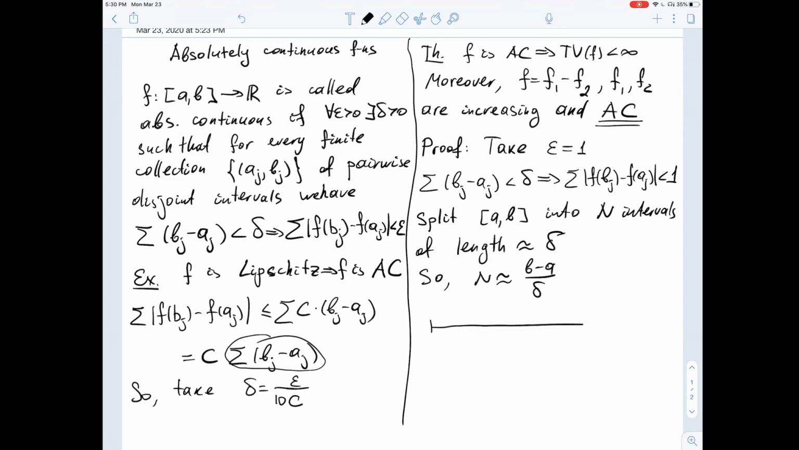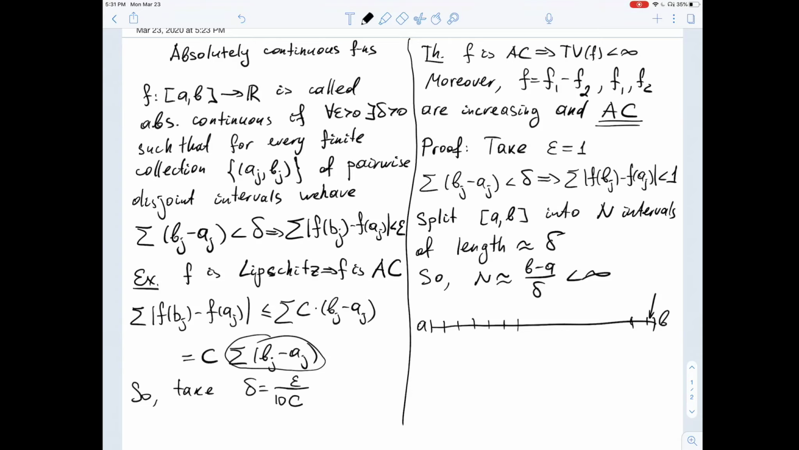So here's the picture. So here's AB. I take the first interval of length delta, the second interval of length delta, delta, delta, delta, delta. Then at the end, the one before the last one also has length delta, but this last one might have length less than delta, which is fine. And in any case, n is something like b minus a divided by delta, or maybe b minus a divided by delta plus 2. It doesn't matter. What matters is that n is finite.